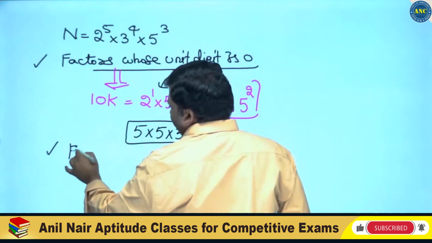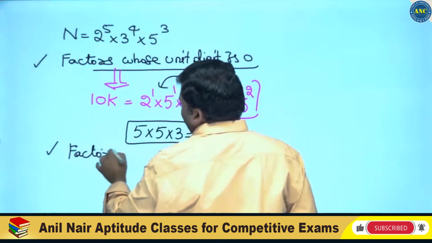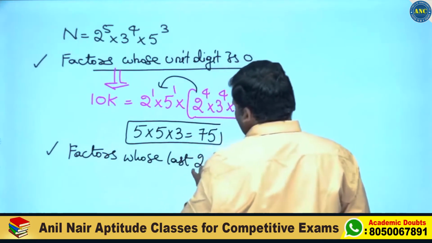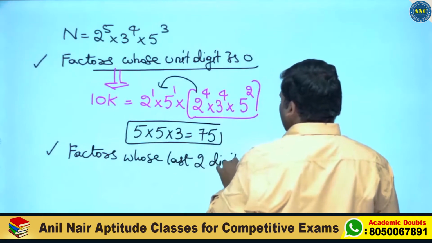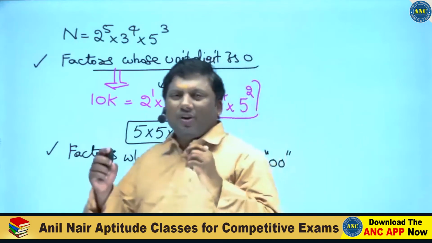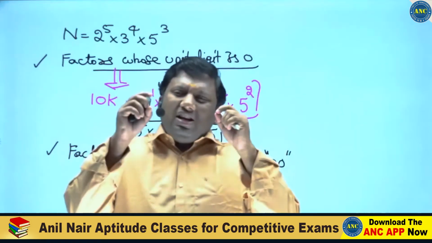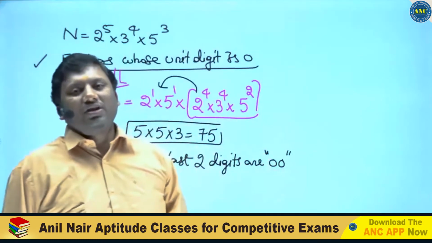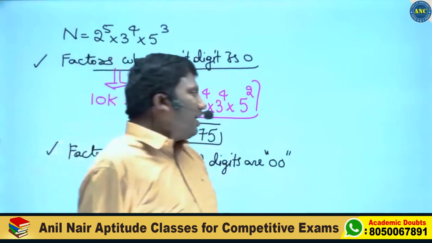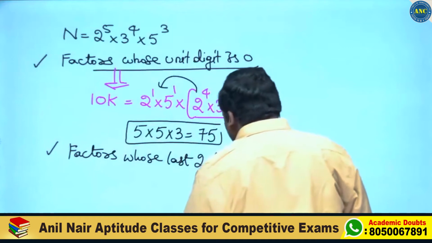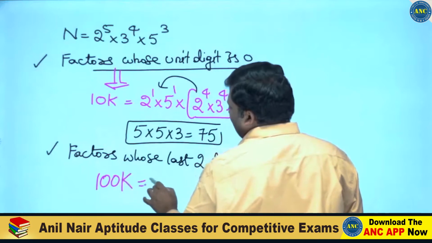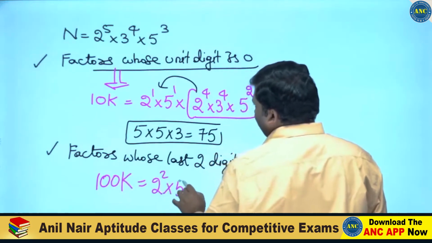Similarly, if the question is factors whose last two digits are 0 0. What we have to do is, what is the smallest natural number where the last two digits are 0, 0? 100 is one number, 200 is another number, 300 is another number. All these numbers are multiples of 100. So it is 100k.